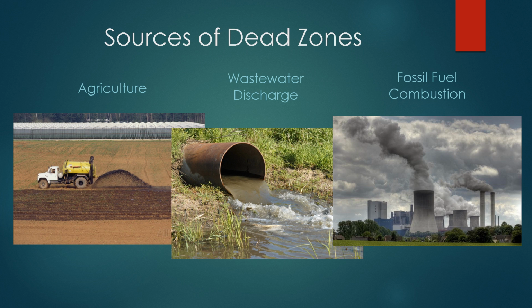Worldwide, the largest source of nitrogen and phosphorus is from agriculture. Manure, fertilizer, and livestock waste are rich in nutrients. When it rains, runoff carries nutrients into nearby water bodies. These water bodies then, of course, eventually flow to the ocean.